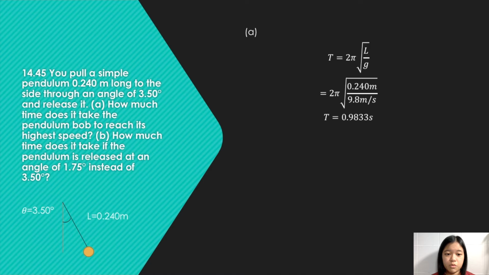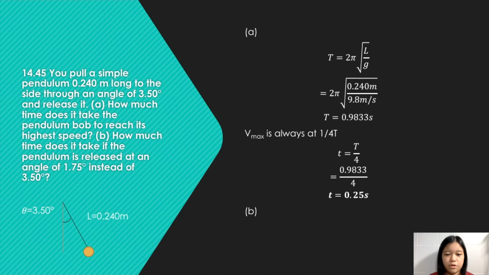So that's just the period, but we need the time it takes to get the highest speed. And we know from a while ago, Vmax is always at 1/4 of T. So t equals, to get the time, that'll be just the period divided by 4. And we'll get an answer of 0.25 seconds.